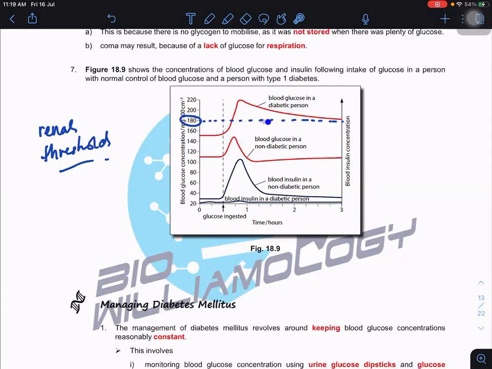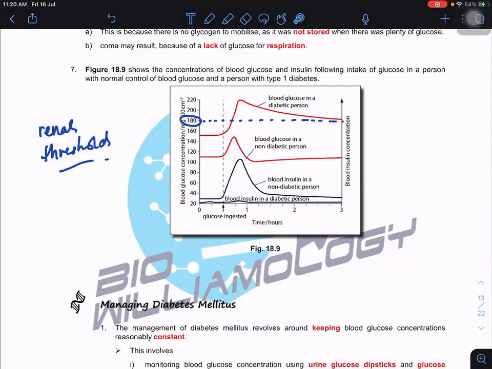If above 180, some glucose won't be able to be reabsorbed back into the blood. Therefore, glucose appears in the urine. Then we can check the presence of glucose in the urine. Are you clear? So that is one of the indicators whether a person has developed type 1 diabetes or not, or even type 2. So we check this.